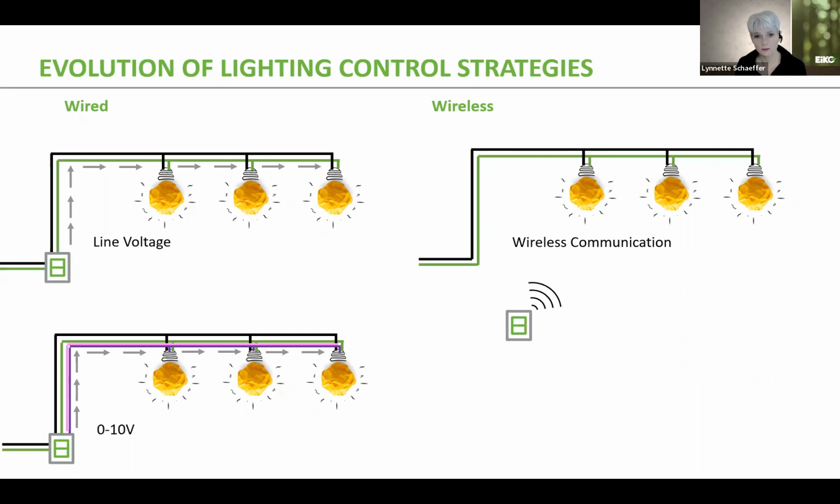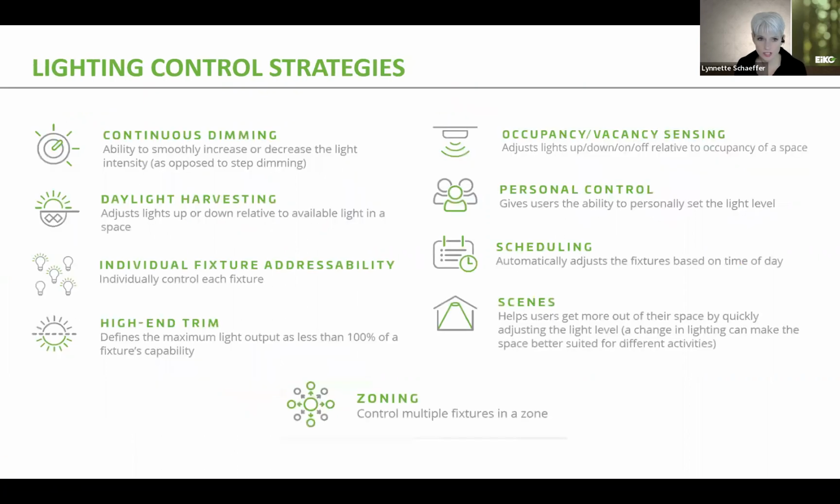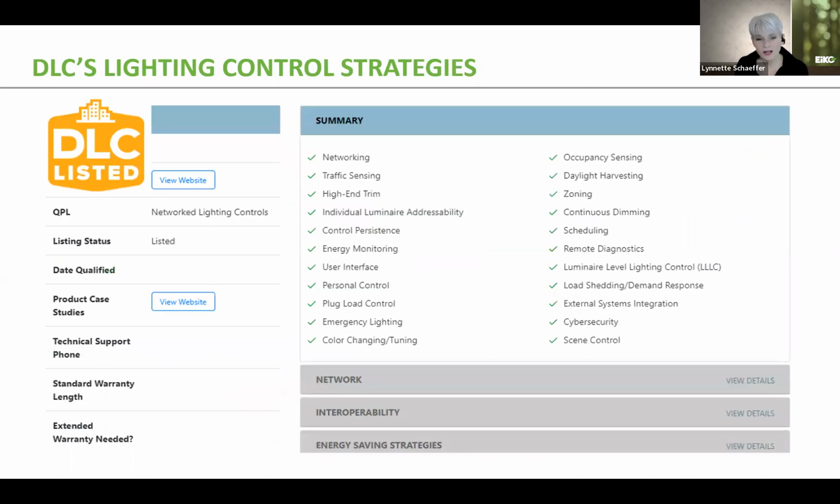So for today's training, we really want to deep dive into the different lighting control strategies. As I just mentioned, these are the most common types of lighting control strategies, but believe it or not, there's a lot more. According to the DLC's website, there are 22 performance characteristics that can be achieved through various control strategies. Now, DLC, of course, stands for Design Light Consortium.